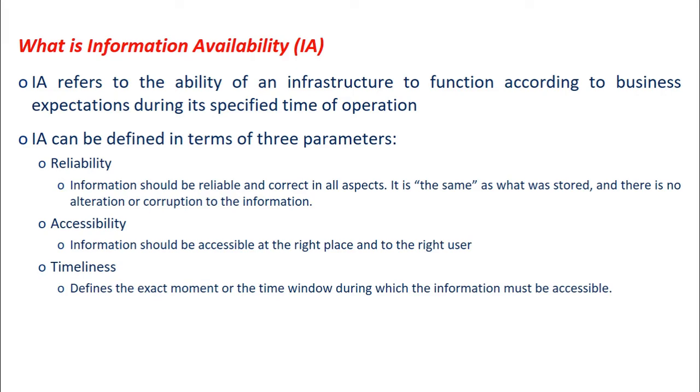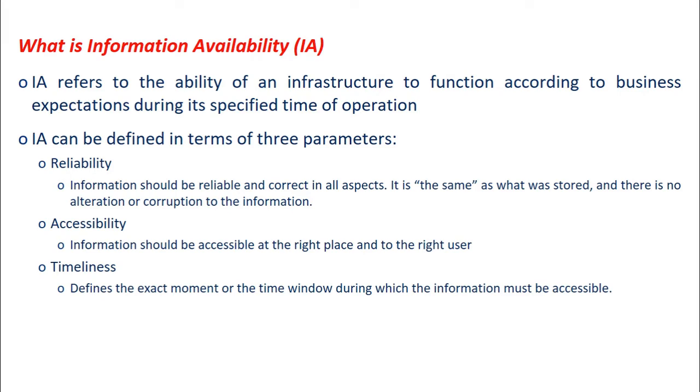Now there are three parameters that are used to define information availability: the reliability, the accessibility, and the timeliness. Let us look at each of these parameters one by one. What is reliability? Information should be reliable and correct in all aspects. It is the same as what was stored, and there should be no alteration or corruption of information. The way in which the information was stored, it should be retrieved in the same way. That is what we mean by reliability.